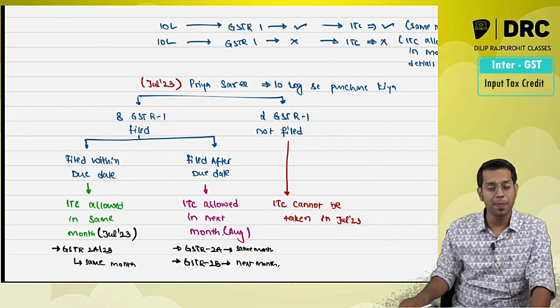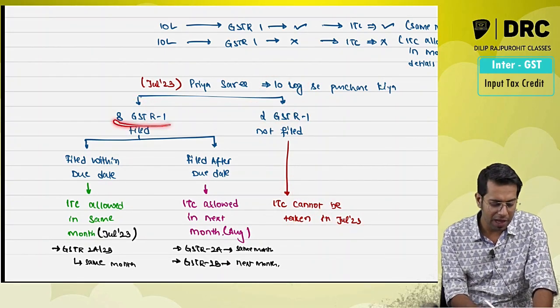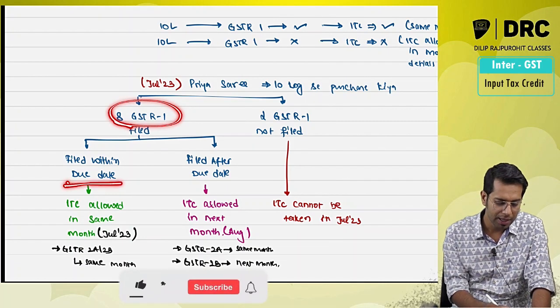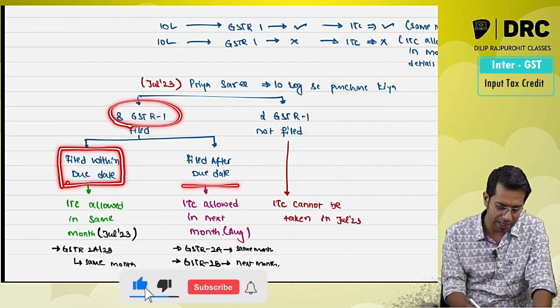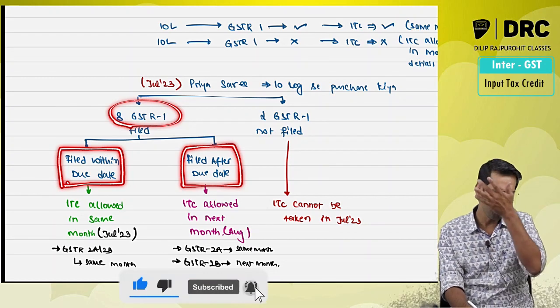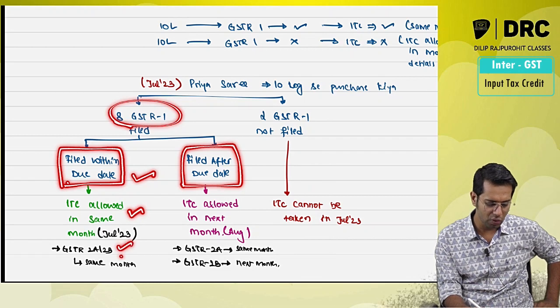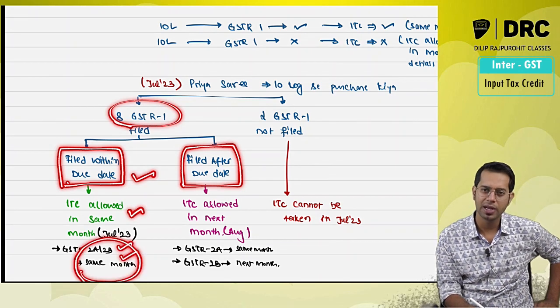However, 8 people have filed their GSTR 1. Now let us take a case wherein out of these 8 people, some have filed within the due date and some filed after the due date. If these 8 people have filed within the due date, then the information will come in GSTR 2A as well as 2B. I can take the full ITC.